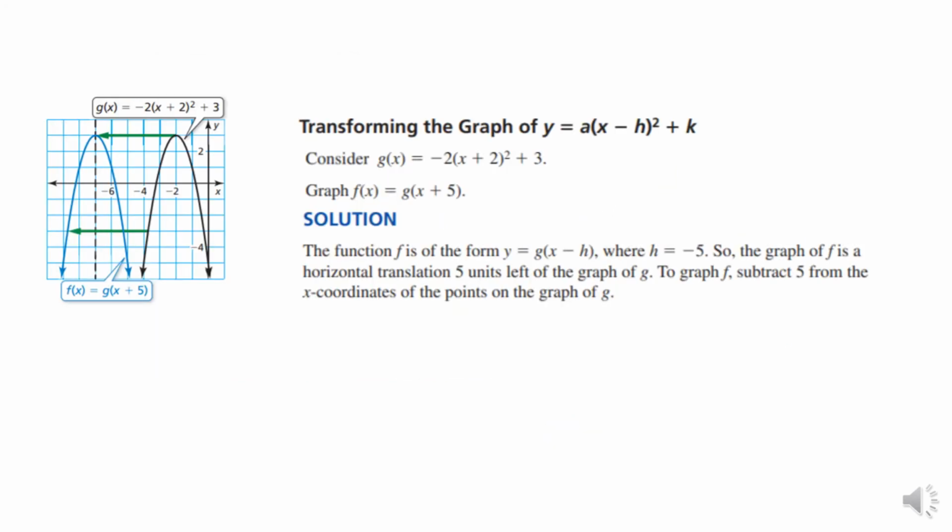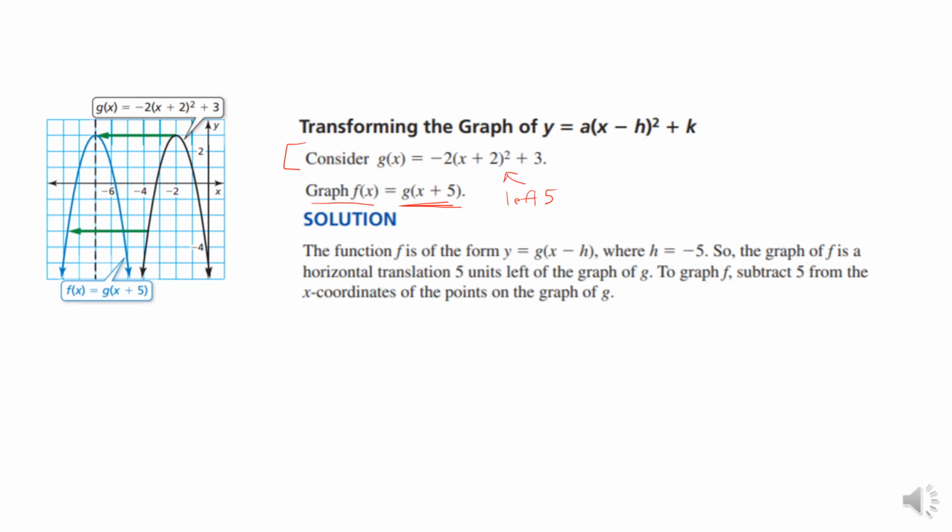Okay, in this slide they're asking you to compare a graph to an original graph. So here's my original graph, and then they're saying graph the f of x, and it's dependent on the g of x. So what they're saying in this example is take this graph and move it left 5. Okay, so that's what they did. They showed you the original graph in black, and then they moved it to the left 5. Well, that's kind of difficult to do. So what does that mean?